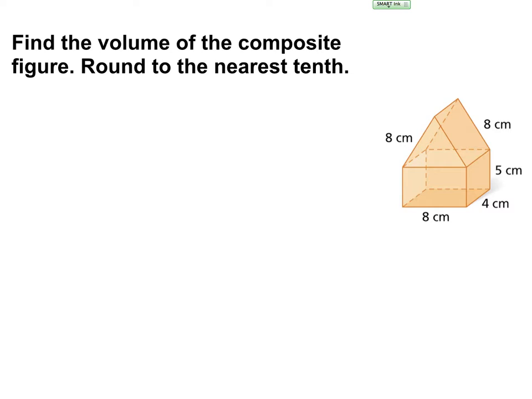So what would we multiply to do the volume of that bottom prism? 8, 4, and 5. Multiply 8 times 4 times 5, you get 160. Okay, and then how about the triangular part? No, you're not going to multiply 8, 8, and 8. What could the height of it be?